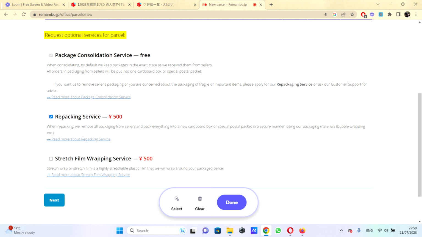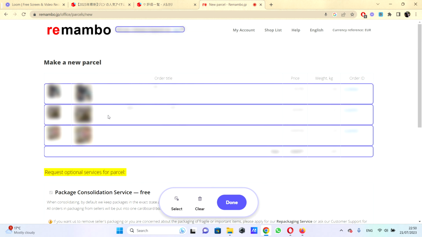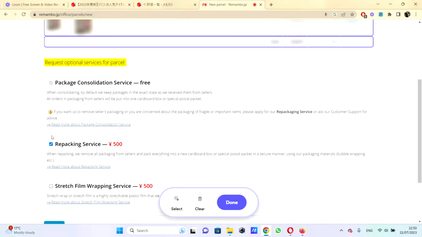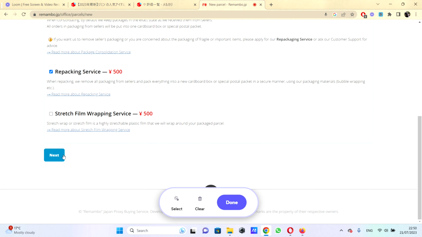Stretch film I don't really use unless it's rainy weather so your box doesn't get wet, but I don't think it's necessary. So these are the items that you have, and this is the repacking service. Then you just click next.